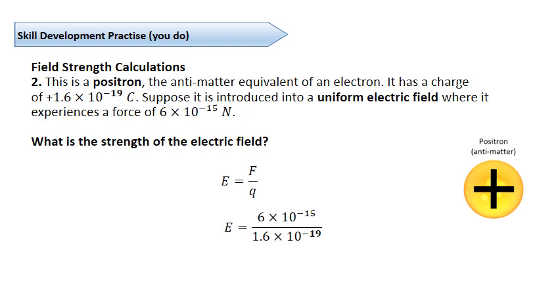Okay, substituting in our known values, our force, 6 times 10 to the negative 15. And then we've got our charge, 1.6 times 10 to the negative 19. Putting that into a calculator, you should get 3.8 times 10 to the positive 4 newtons per coulomb. Making sure we're not forgetting our units.